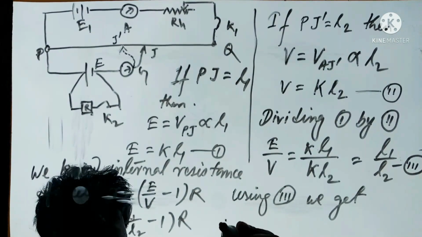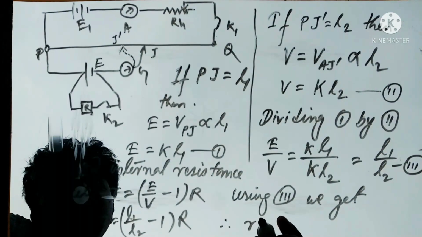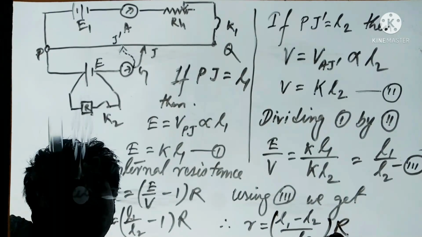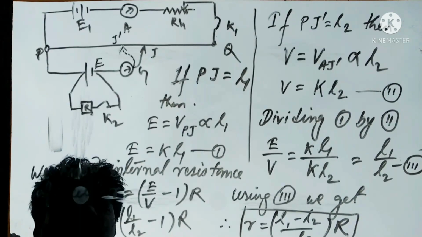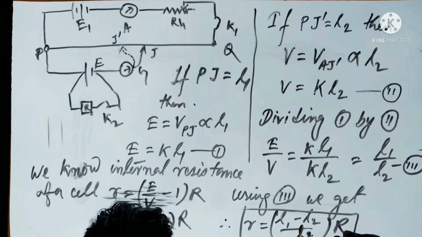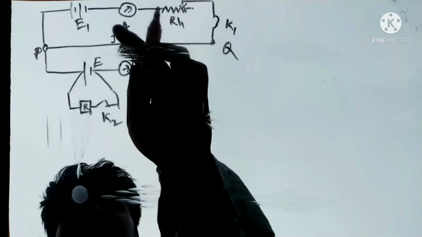So this small r is the internal resistance, capital R is the resistance which we have connected parallelly with our cell. So r is equal to L1 minus L2 by L2 multiplied with capital R. This is the final result which we are searching for. So here, if we know length L1, length L2 and the resistance R which we will get from the resistance box, we can easily find out the internal resistance.